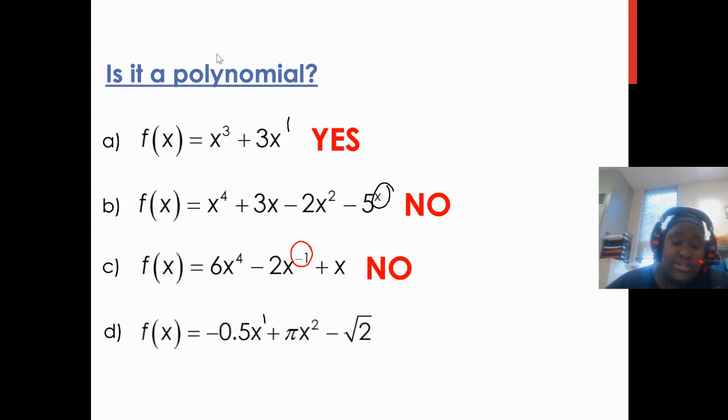And here's the final example. We have negative 0.5x plus pi x squared minus the square root of 2. Okay. Looking at just the exponents, x to the first, x to the second, and then there's nothing here, it's x to the 0. In this case, yes, it is a polynomial. So pause the video at this time to fill in this section of your graphic organizer.